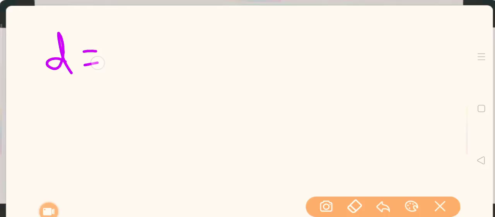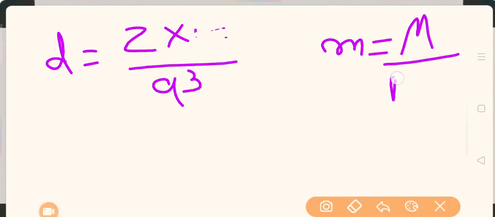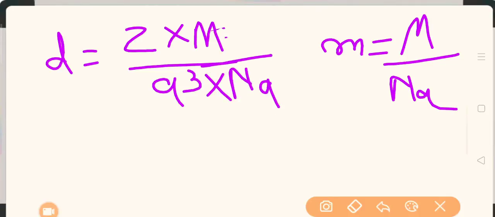So our equation was d is equal to Z into m upon a cube. Let us replace the value of m here, because m is equal to capital M, that means atomic mass, divided by Avogadro number. So let us put this value in the equation. Our equation will be d equals Z into capital M divided by a cube Na.